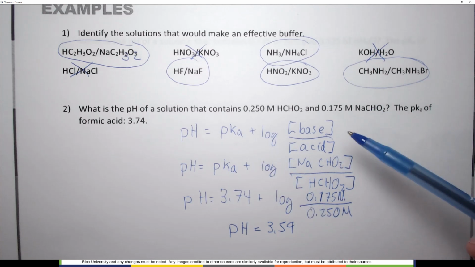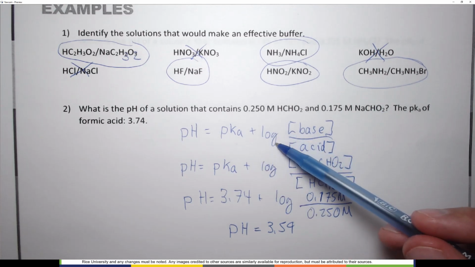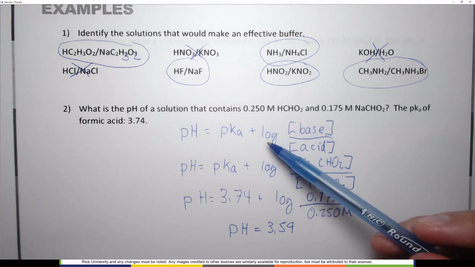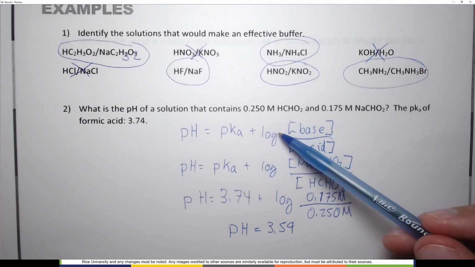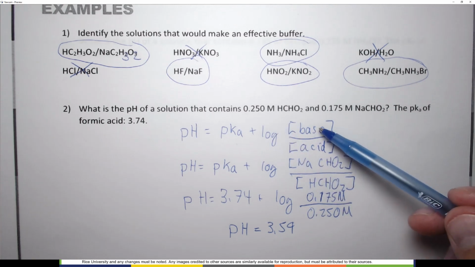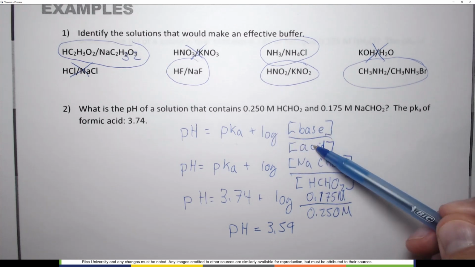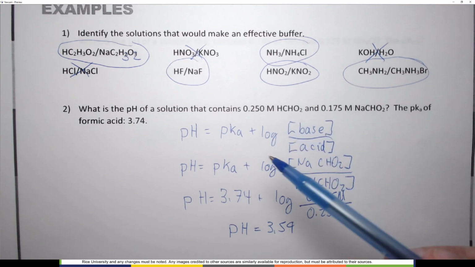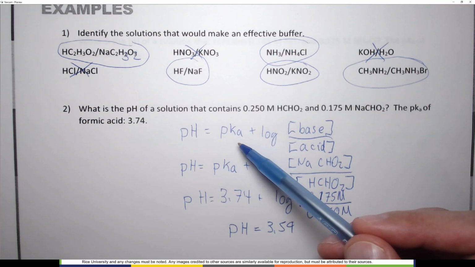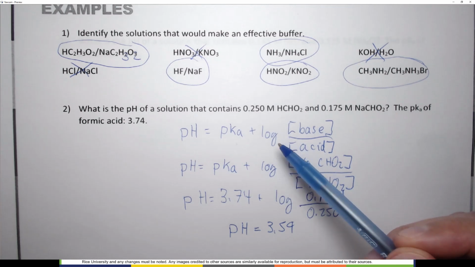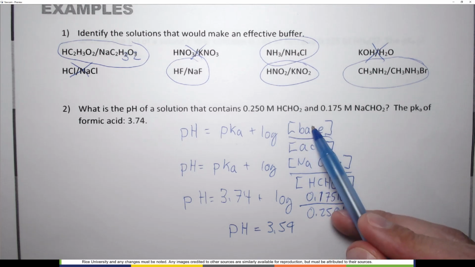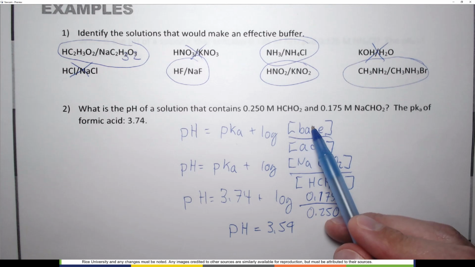And exactly the opposite is true. If this number is greater than 1, then the log of it is going to be positive. It's not going to necessarily be greater than 1, but it is going to be a positive number. So if the base concentration is higher and the acid concentration is lower, this number will be greater than 1, and this log will be positive, and the pH will be higher than the pKa. So mathematically, when we have more acid, the pH is lower than the pKa, and when we have more base, the pH is higher than the pKa.